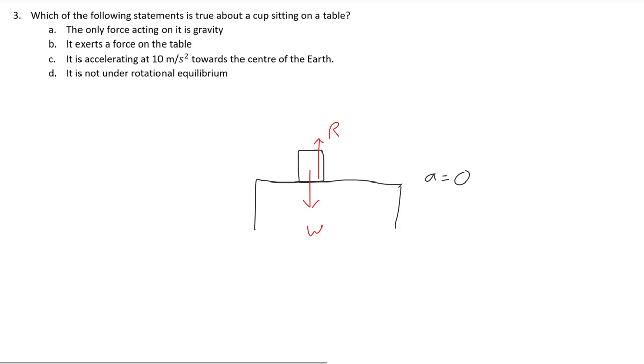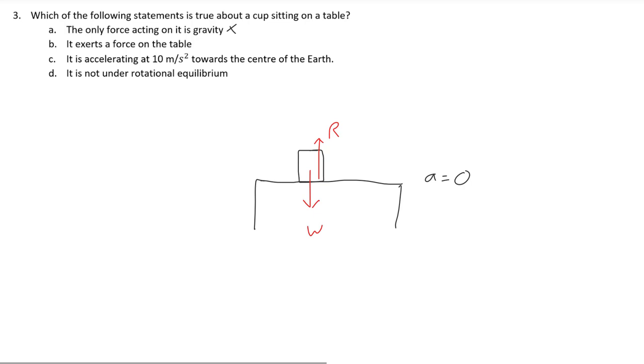Well, again, option A can't be true, because if option A was true, according to Newton's second law, that object would be accelerating. It will be accelerating in the same direction as that force, towards the ground. However, we know that that object is just sitting on the table and not moving. Because that object is not accelerating, the net force must be zero. The only way the net force can be zero is if there is an equal and opposite force acting in the opposite direction to the weight. This force, remember, is known as the reaction force.